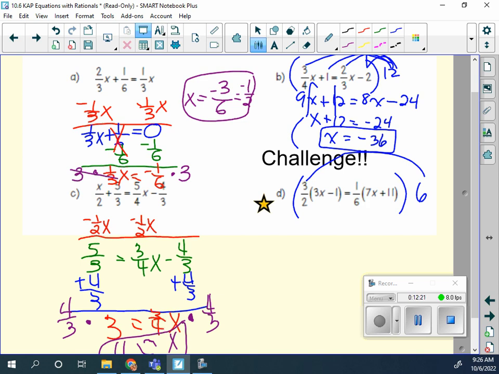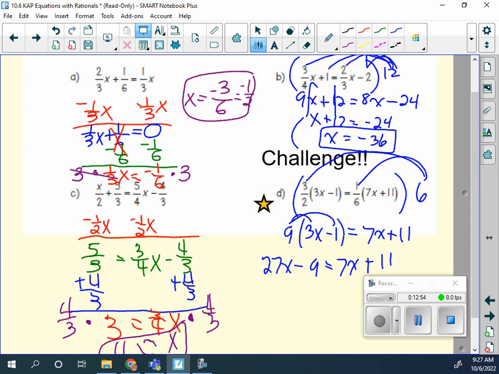So 6 times 3 would be 18 over 2 would be 9. So just that piece brings everything else down. 6 times 1/6 would be 1. So I can just bring that down. Now what would we do? Yeah, I got rid of my denominator, so now I can just do this, which would be 27x and 9 times negative 1. Negative 9, 7x plus 11. You see, now we're back to a regular old equation. I was able to eliminate my fractions way back in the beginning.